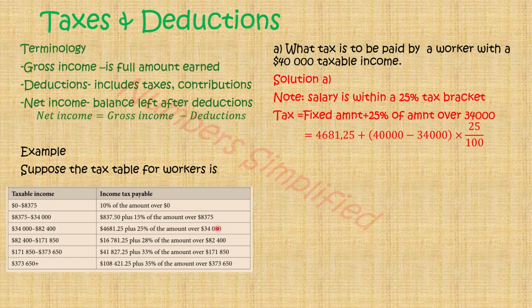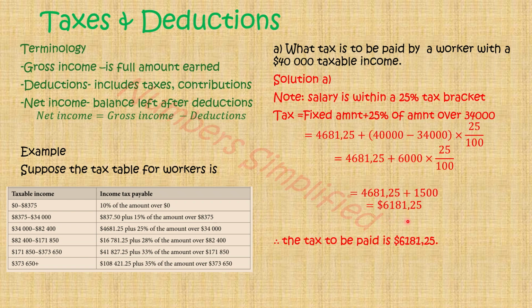And also, the amount that exceeds the 34,000 will be obtained by subtracting the 34,000 from the 40,000 which the person is earning. Then we multiply that by 25% because that is going to be taxed. Simplifying, we get the difference between the 40,000 and the 34,000 to be 6,000. Now we find the 25% of the 6,000. That is going to be 1,500. And of course, adding the fixed amount, we end up having $6,181.25. So that is the tax that has to be paid by the person who's earning this income.